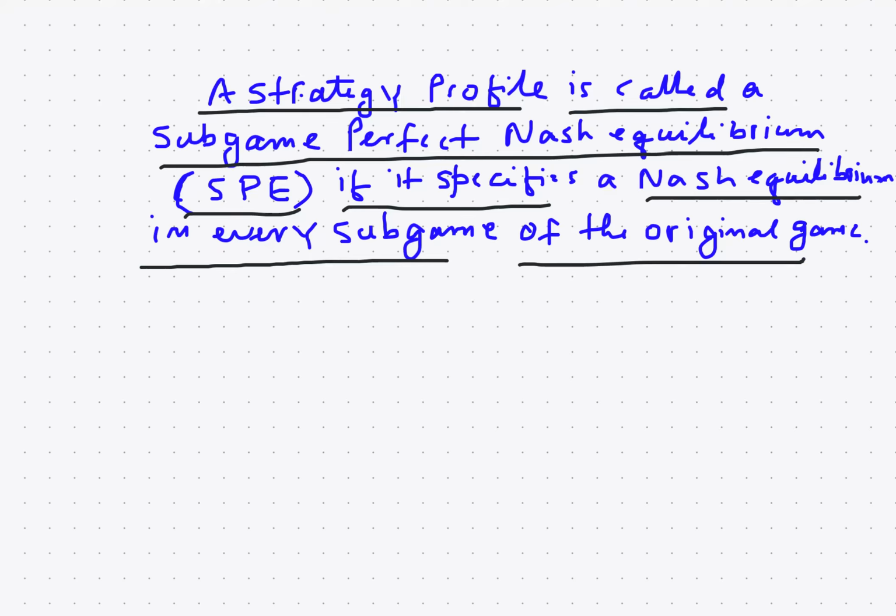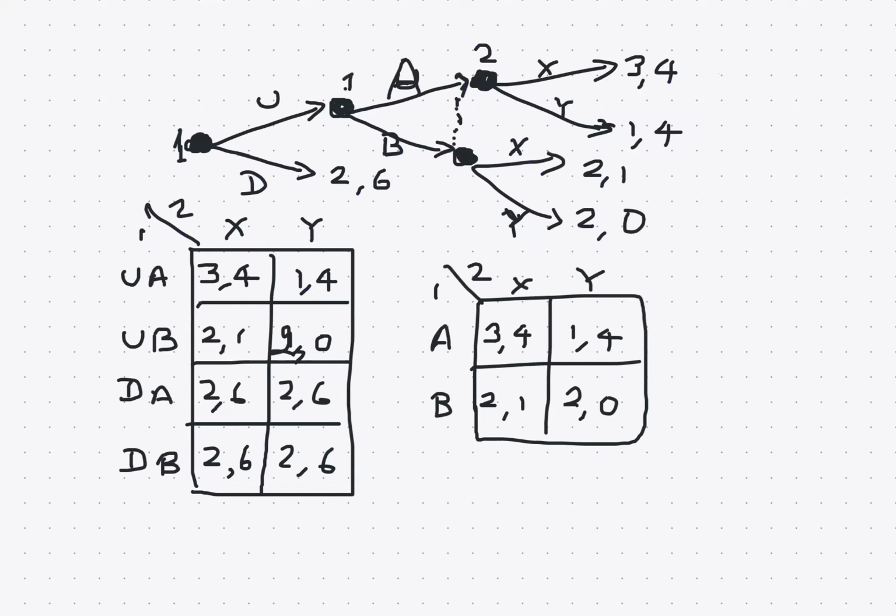Because Nash equilibrium can be applied to all well-defined extensive form games, subgame perfect Nash equilibrium requires the Nash condition to hold on all subgames. So let's consider an extensive form game to understand the subgame perfect Nash equilibrium, how you can find that.